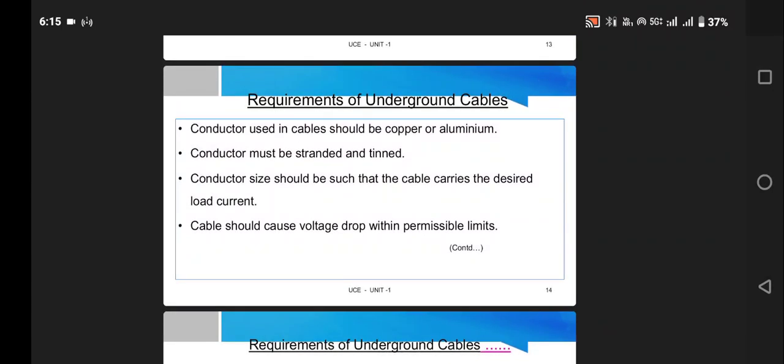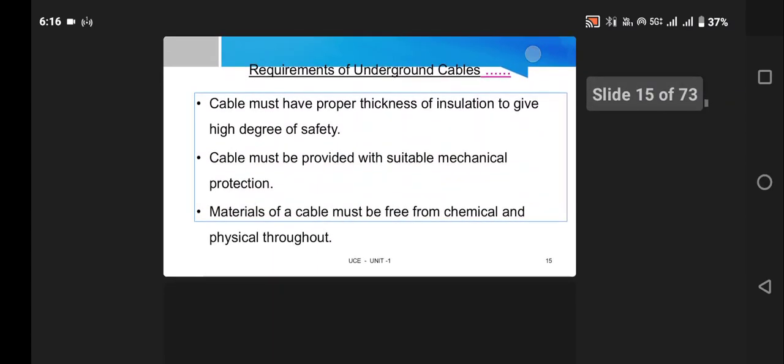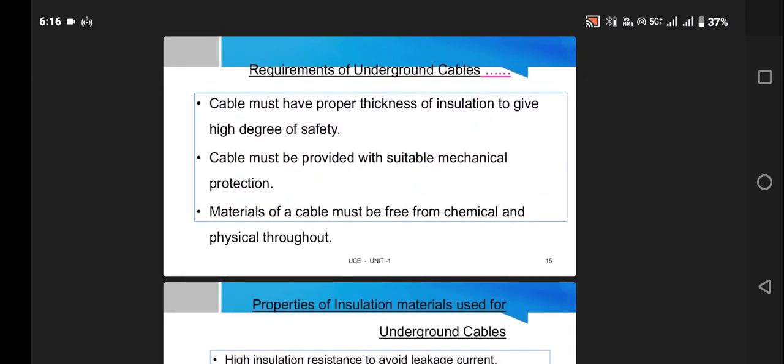Each and every underground cable should meet some requirements. The first is that the conductor used in the cable should be copper or aluminum. The second is that the conductor must be stranded and thin. Third, the conductor size should be such that the cable carries the desired current. Next, the cable should cause voltage drop within permissible limits. The cable must have proper thickness of insulation to give a high degree of safety, and must be provided with suitable mechanical protection. Materials of a cable must be free from chemical and physical defects.